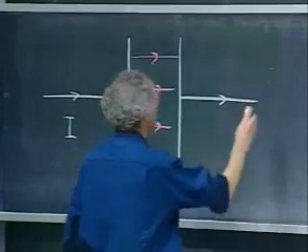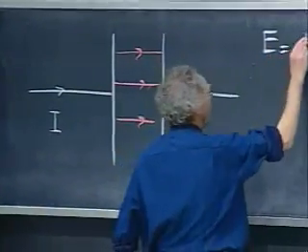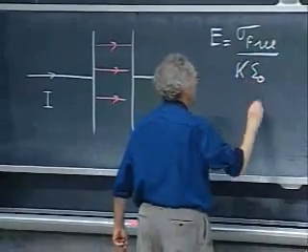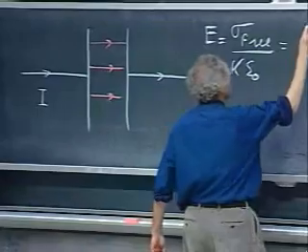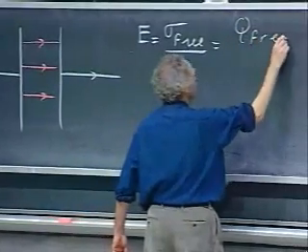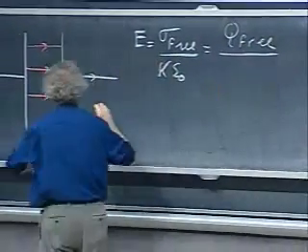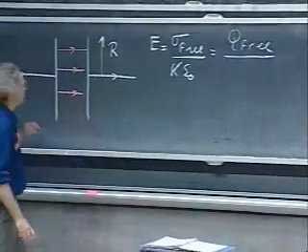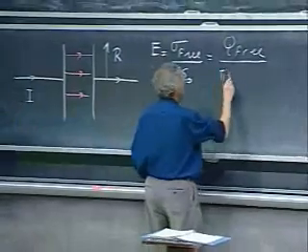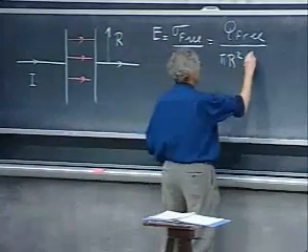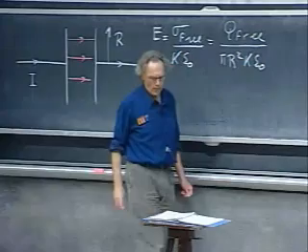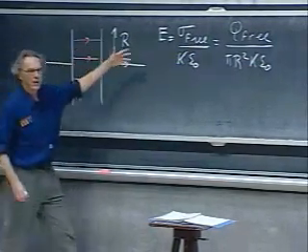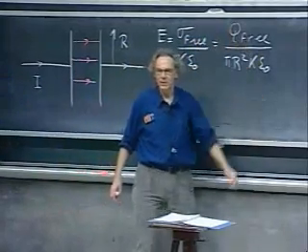The electric field inside the capacitor is sigma free divided by kappa epsilon 0, which is also Q free divided by the area. This is a circular plate capacitor. Capital R is the radius of that capacitor. So we get pi R squared kappa epsilon 0. But since I run a current, the Q free is building up all the time.